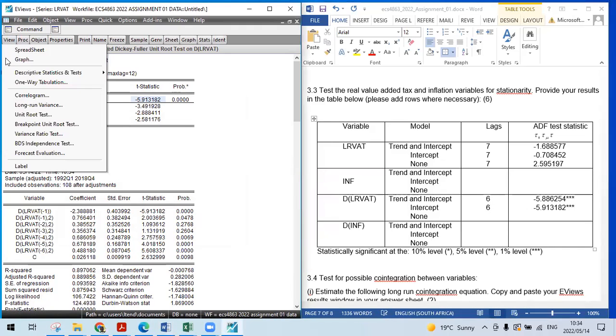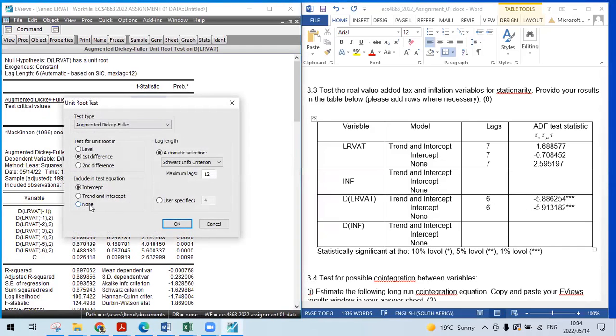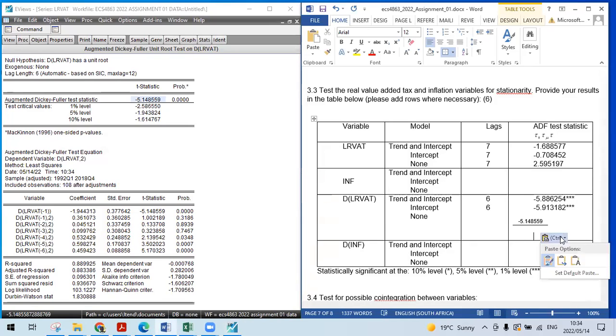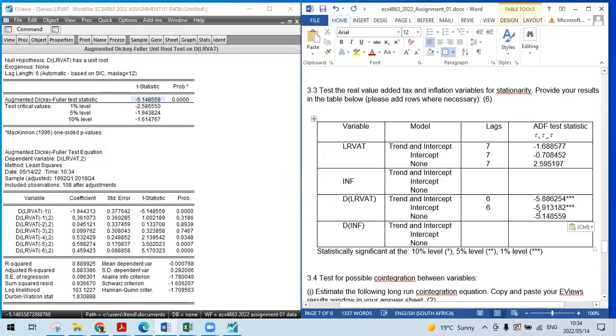Lastly, to include in our test equation, none. Again, -5 is less than all those ones. So 3 stars. I'm pasting it here. I put my 3 stars.